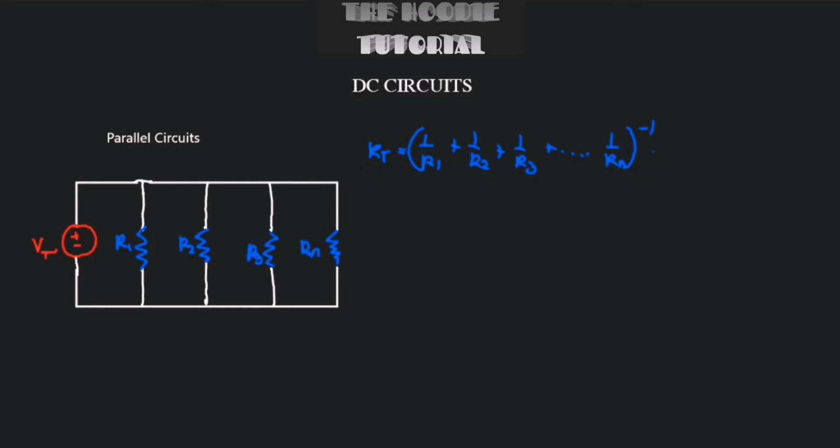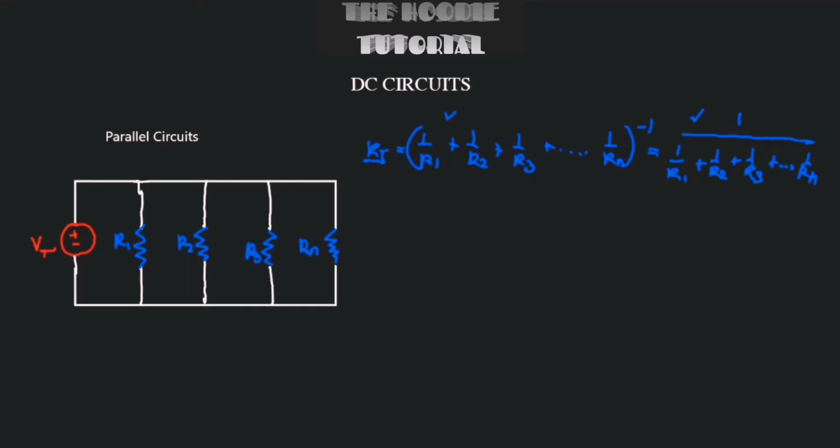We could also use another formula like this. We can have 1 right here over 1 over R1 plus 1 over R2 plus 1 over R3, and so on and so forth, plus 1 over Rn. So we can use either formula and we will come up with the same outcome, which is the total resistance. That would be the total resistance of the parallel circuits in comparison to the series circuits. Series circuits is just R1 plus R2 plus R3 plus Rn, which is quite different from the parallel circuits.